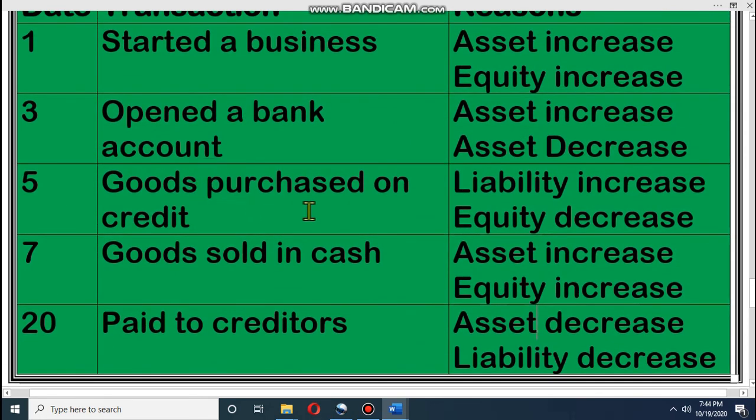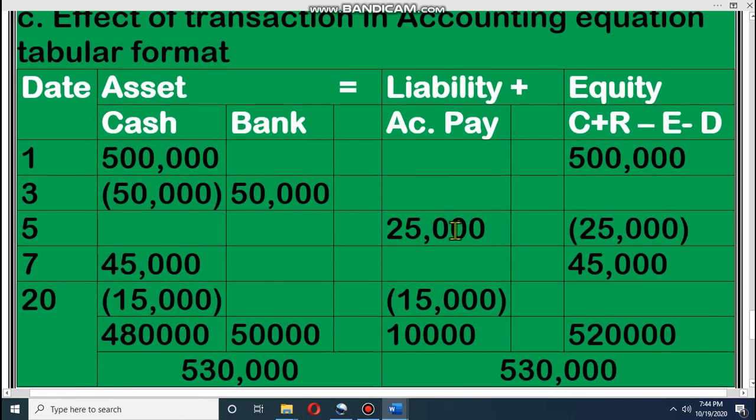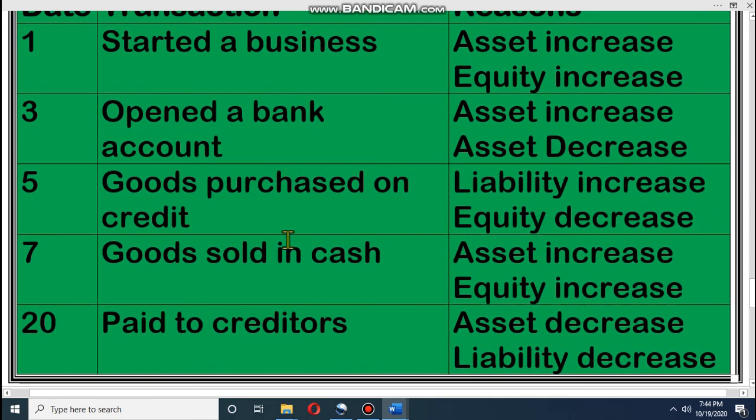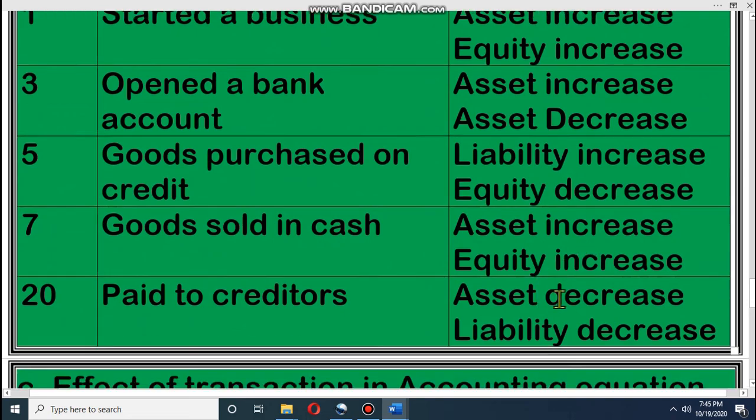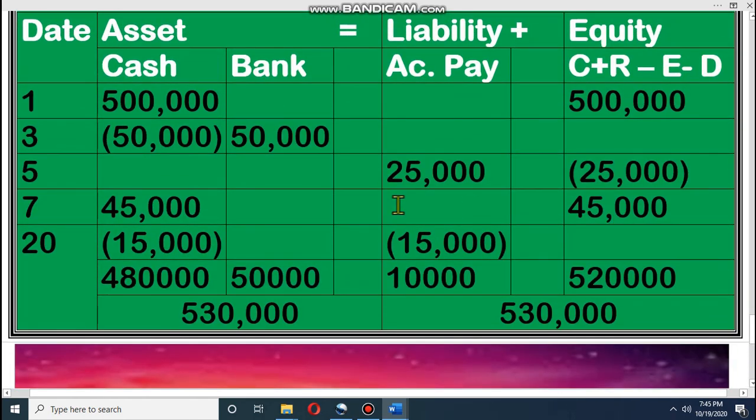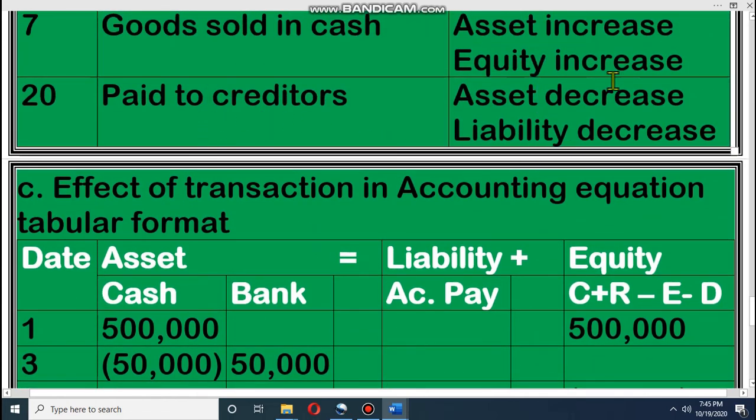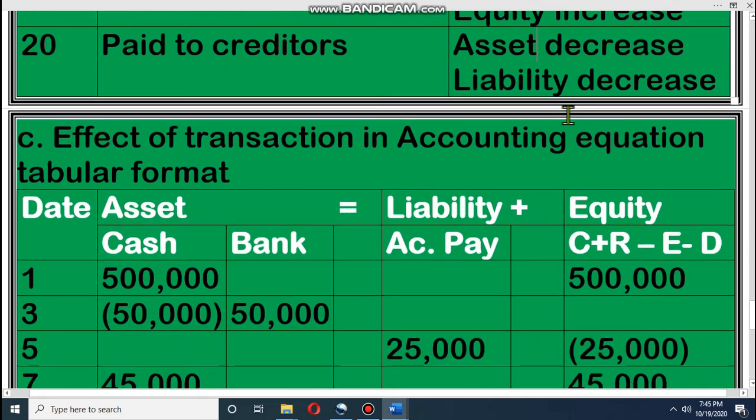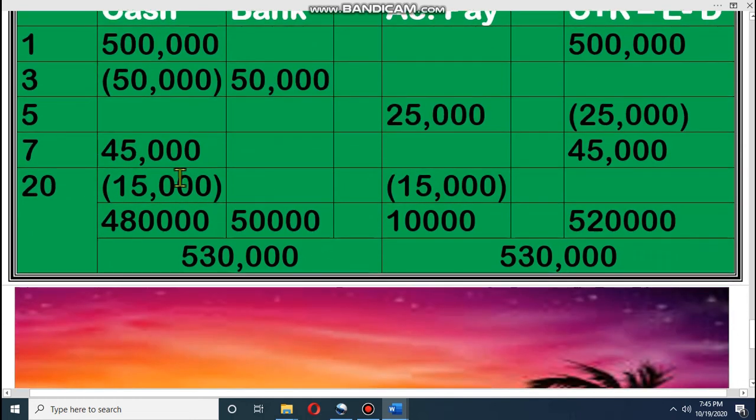Look at the next transaction, goods purchase on credit: liability increases and equity decreases. Look at liability increase, accounts payable increases, and equity decreases because it is an expense. If there is expense, equity decreases. The next one, goods sold in cash: asset increases, equity also increases. Look at cash asset increases and equity also increases. And the last transaction, paid to creditor: I have to pay, so asset decreases and liability also decreases. Then the asset side is 5,30,000, and liability plus equity is also 5,30,000.